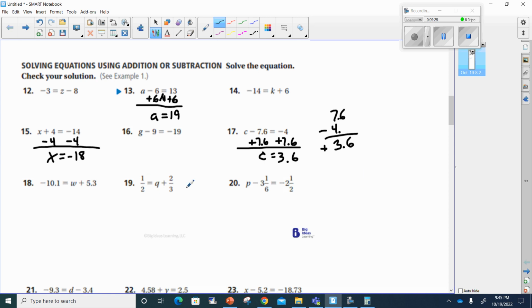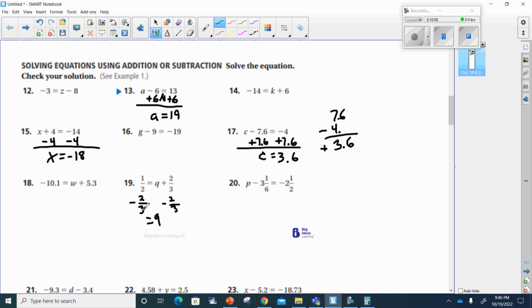All right, let's go to number 19 now. I got 1/2 equals q plus 2/3. The only way to get rid of adding 2/3 is to subtract 2/3. And whatever I subtract from one side, I subtract from the other. Now I see that q is equal to these two. This was a negative sign. This one's positive. So I have to subtract 2/3 from 1/2.